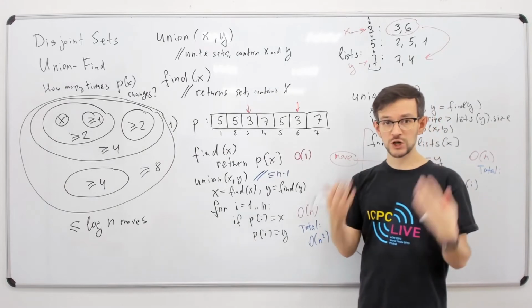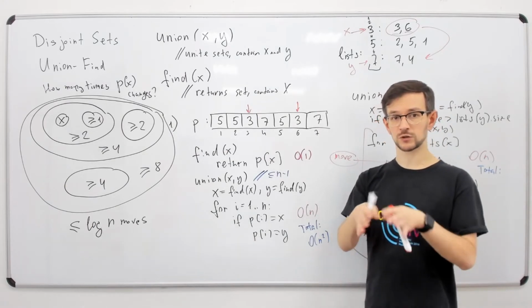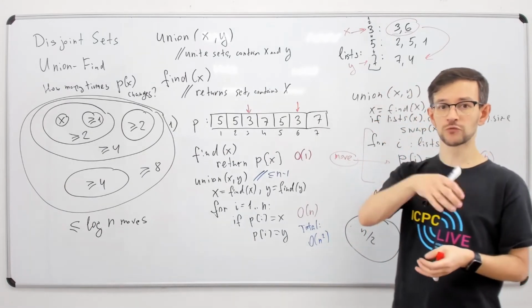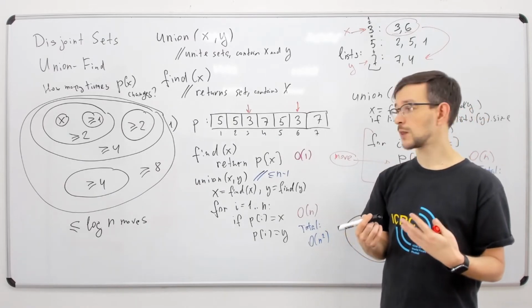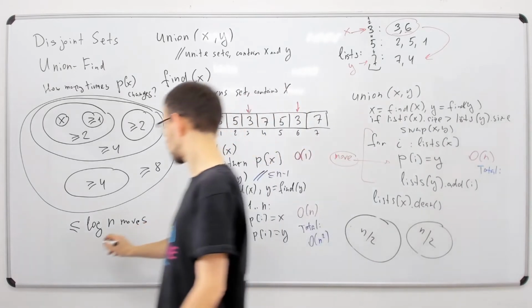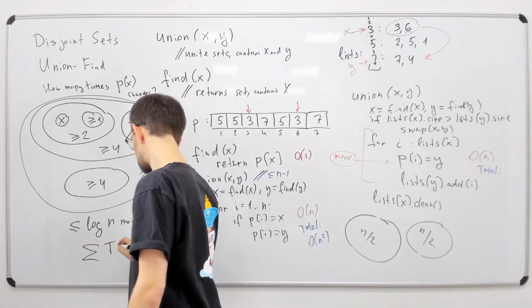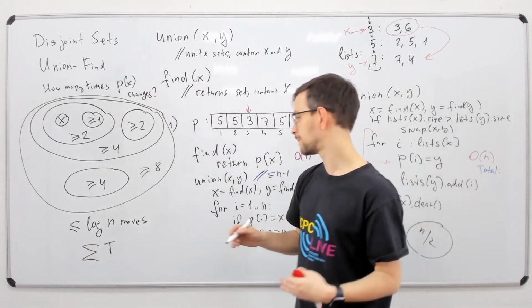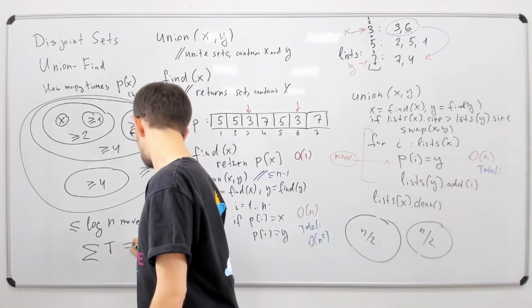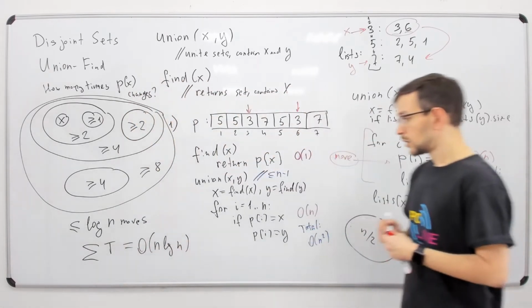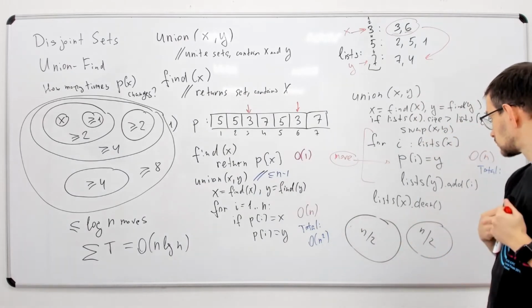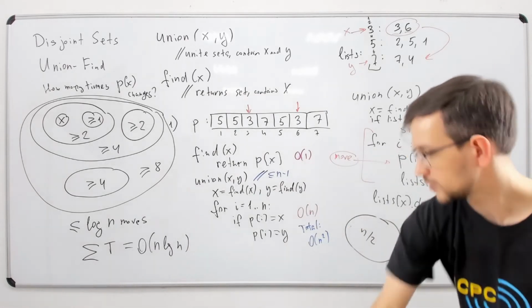And that is true for each element. So each element of our data structure is moved from one set to another at most logarithm of n times. So the total number of moves, which is the same as the time complexity, is big O of n log n. Let's mark it here.